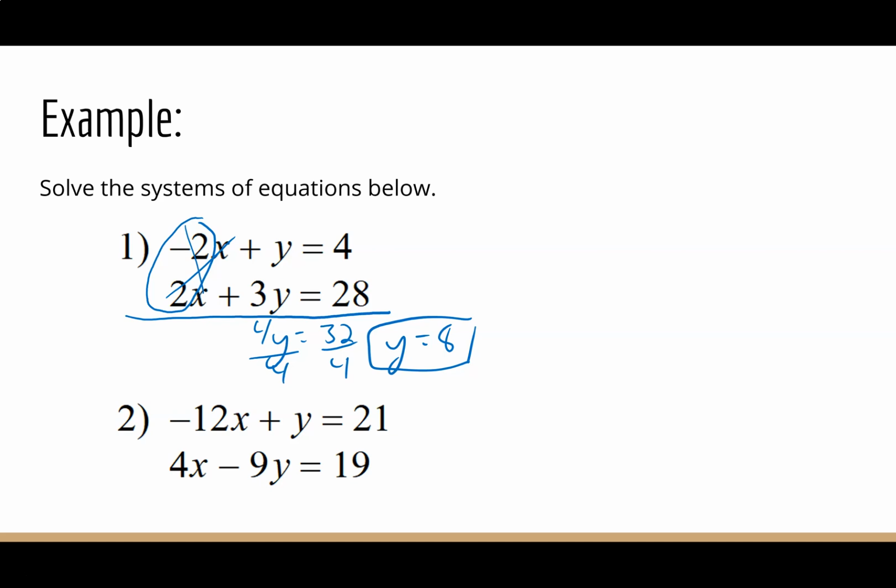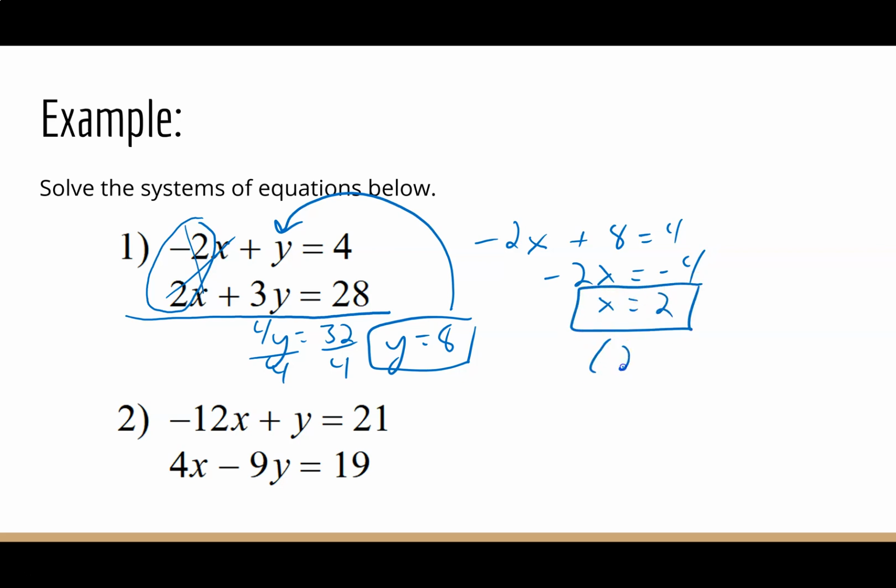Okay, so elimination is a very nice trick. I'm going to plug that in right here. Negative 2x plus 8 equals 4, minus 8 from the other side, negative 4, divide by negative 2, I get 2. Now I'm done. 2, 8. So elimination is a very handy trick that can take away quite a bit of work from a substitution problem.